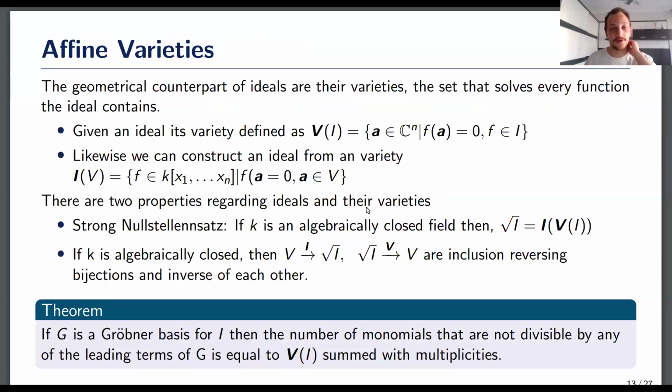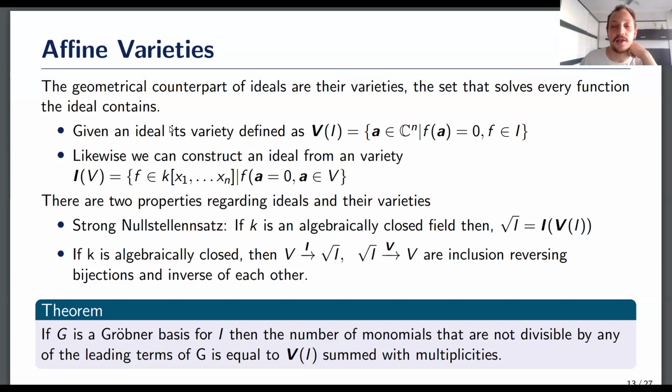Then, since this is about algebraic geometry, the geometrical counterpart for ideals are their varieties. An affine variety is the set of points which solve a polynomial system. Since every polynomial in a polynomial system can generate an ideal, you can define the variety of an ideal, which is defined for every point in the variety and every polynomial in the ideal. Every polynomial goes to 0 for every point in the variety.